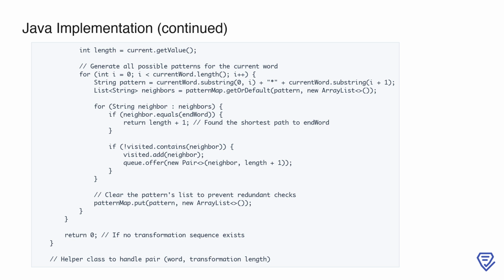If the neighbor hasn't been visited yet, we mark it as visited and add it to the queue with an updated transformation length. This ensures we only process each word once, avoiding redundant computations. After processing all neighbors for a pattern, we clear the associated list in the pattern map to prevent unnecessary rechecks of the same pattern later in the traversal. This optimization reduces redundant checks and helps the algorithm run more efficiently. If the queue becomes empty and the end word hasn't been reached, we return 0, indicating that no valid transformation sequence exists between the begin word and the end word.